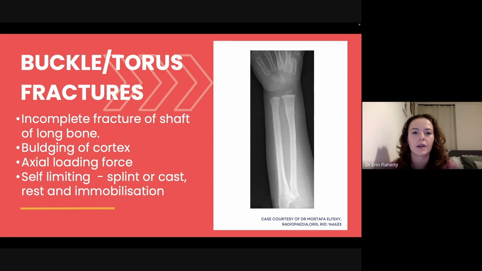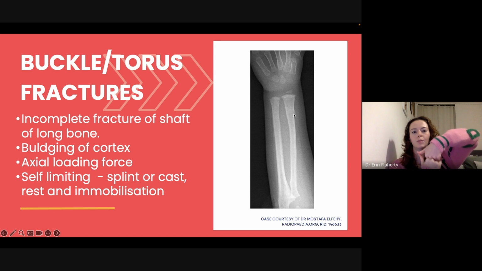Other fractures that we can look at in paediatric patients that don't tend to happen in adults are buckle or torus fractures, and that's an incomplete fracture of the shaft of a long bone. And we see this as a bulging of the cortex. See how this one's nice and smooth. This one here, oh, we've got a bit of a bulge. So we can't really see too much of a fracture line, but we can see that the bone has been compressed and has started to bulge out.